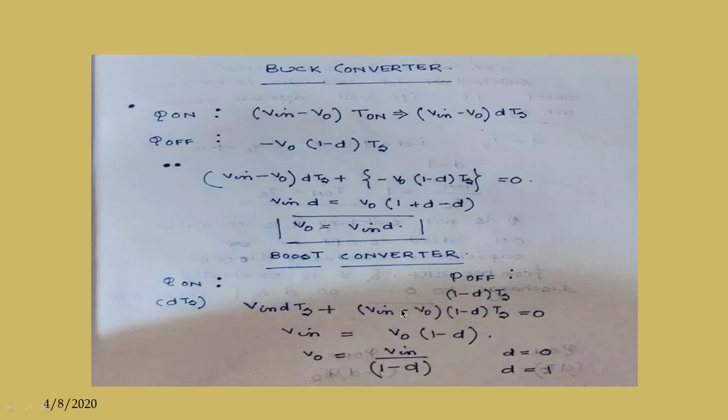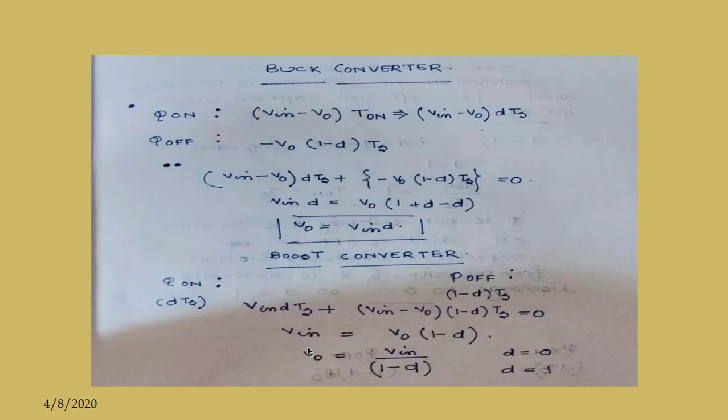according to the voltage second balance. Voltage second balance means the voltage seconds over the total switching period is 0. So this is the total switching period. From here we will get V naught equals V in by 1 minus d.